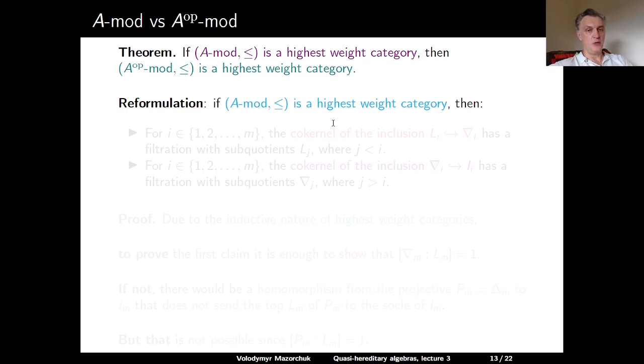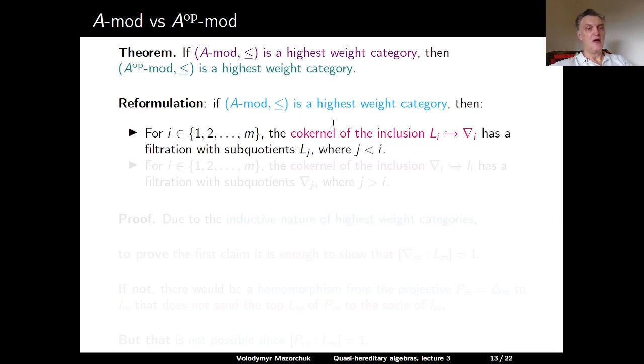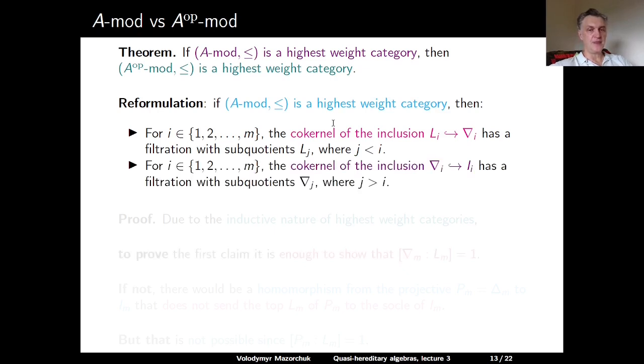Reformulation: if A-mod is a highest weight category with respect to our order, then for each index i, the cokernel of the inclusion of L_i into nabla_i has a filtration with subquotients L_j where j is smaller than i. And for each index i, the cokernel of the inclusion of nabla_i into I_i has a filtration with subquotients nabla_j, where j is strictly greater than i. This reformulation is obtained from the original formulation by applying vector space duality. Let us prove this theorem.